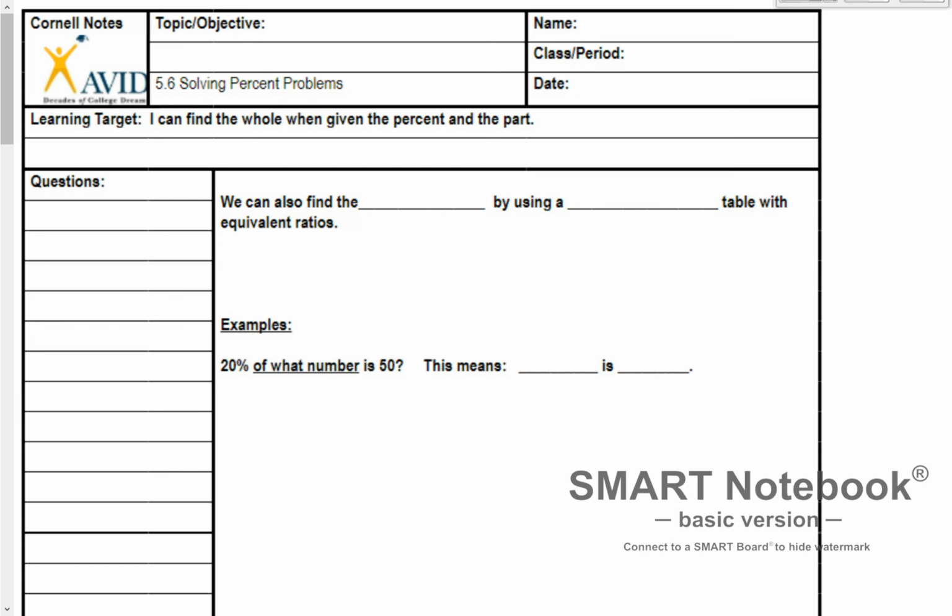So we've already learned how to find the whole by using a double number line. Some of us enjoyed that method, some of us not so much, so I'm going to show you another way that you could do it. We can also find the whole by using a ratio table, and equivalent ratios just mean that whatever we do to one number, we have to do to the other number. All right, so let's do an example together.